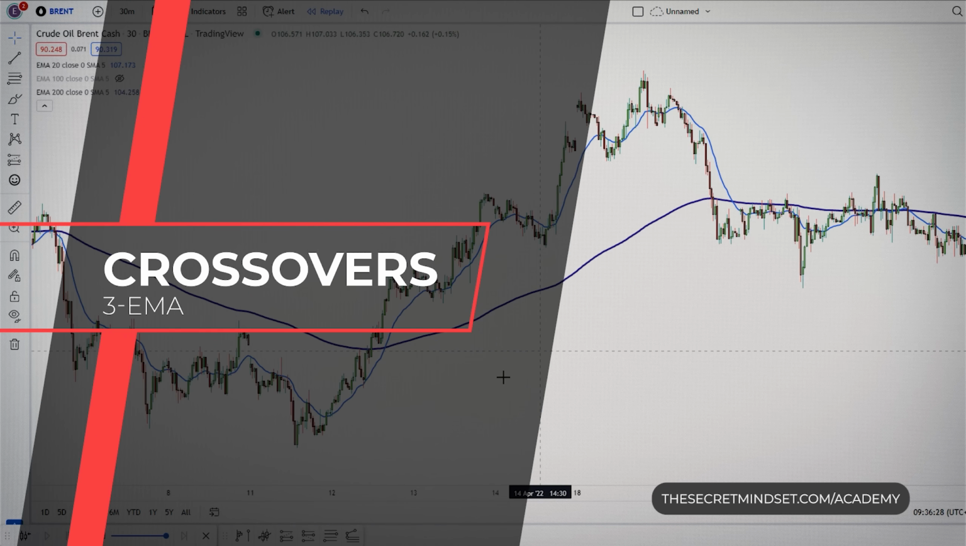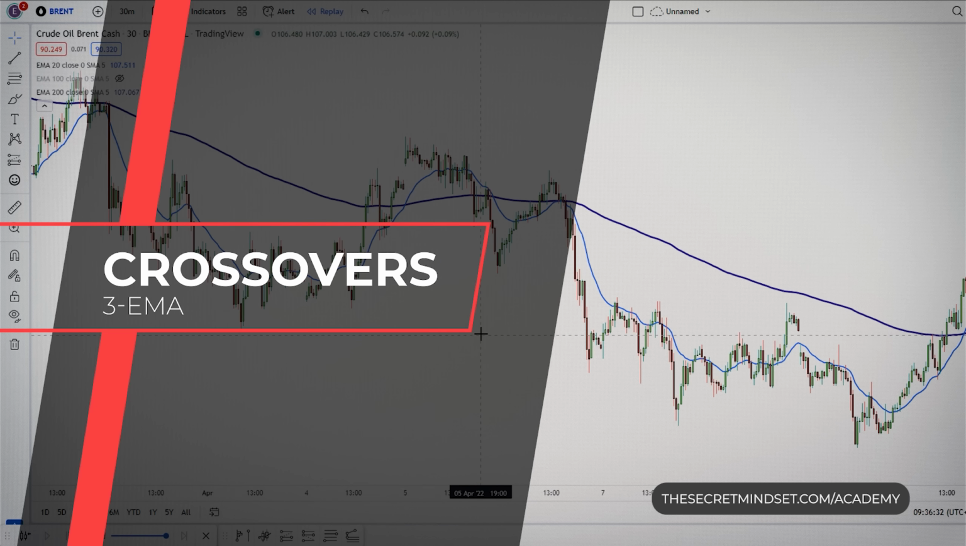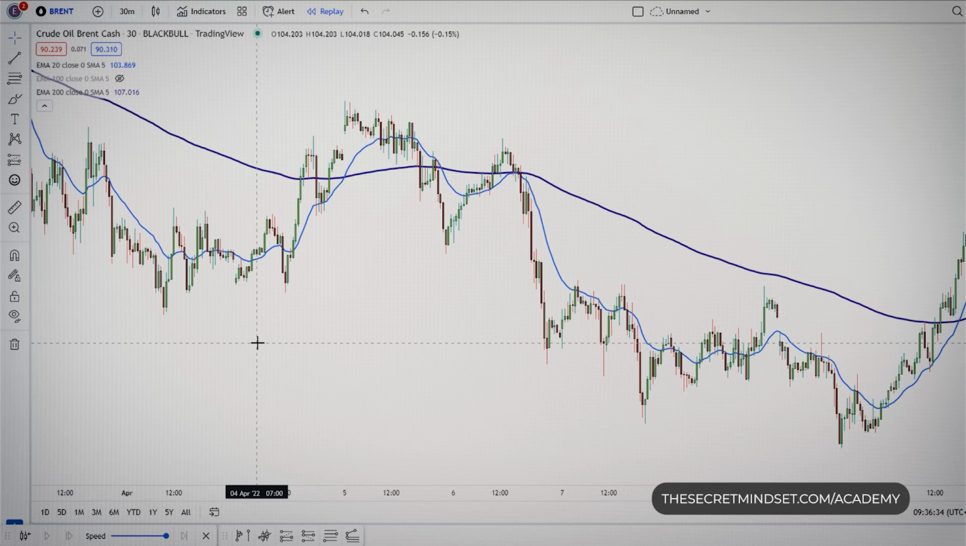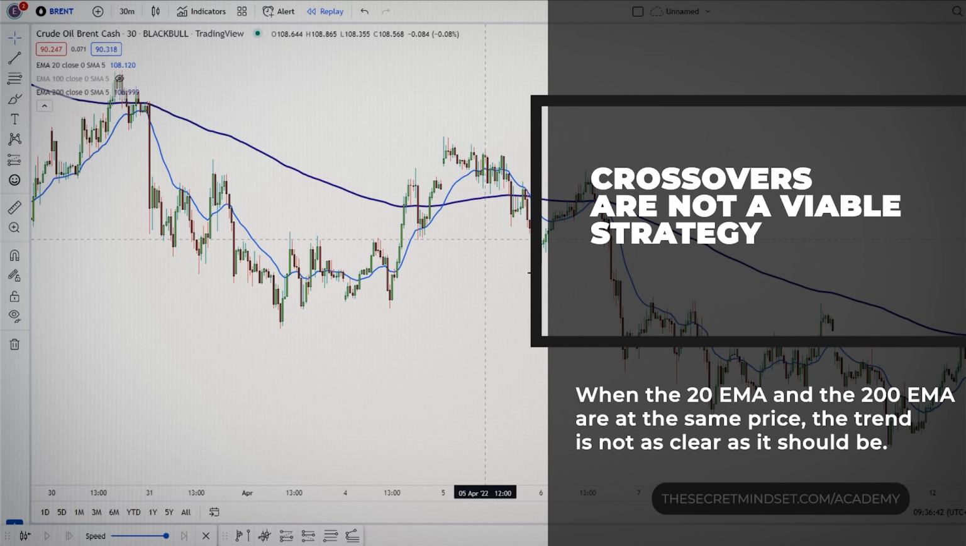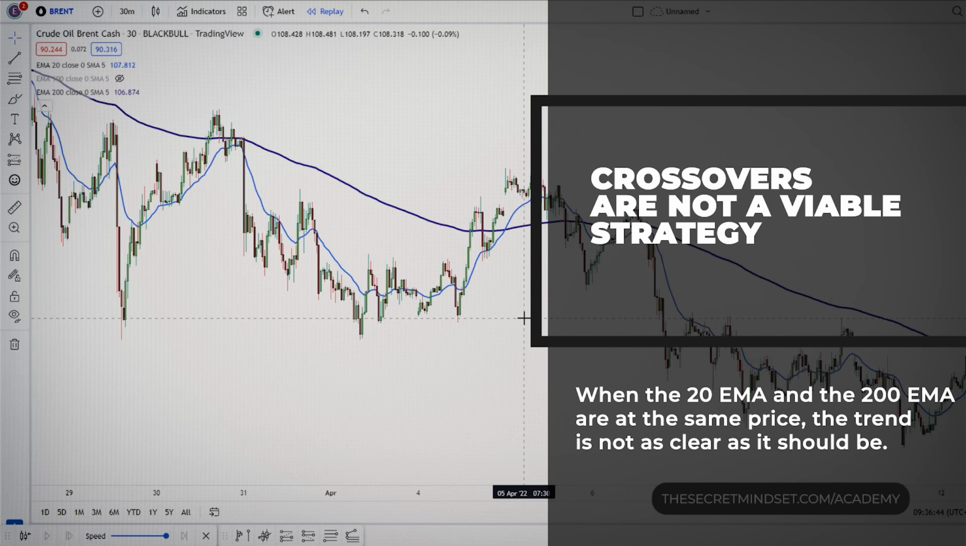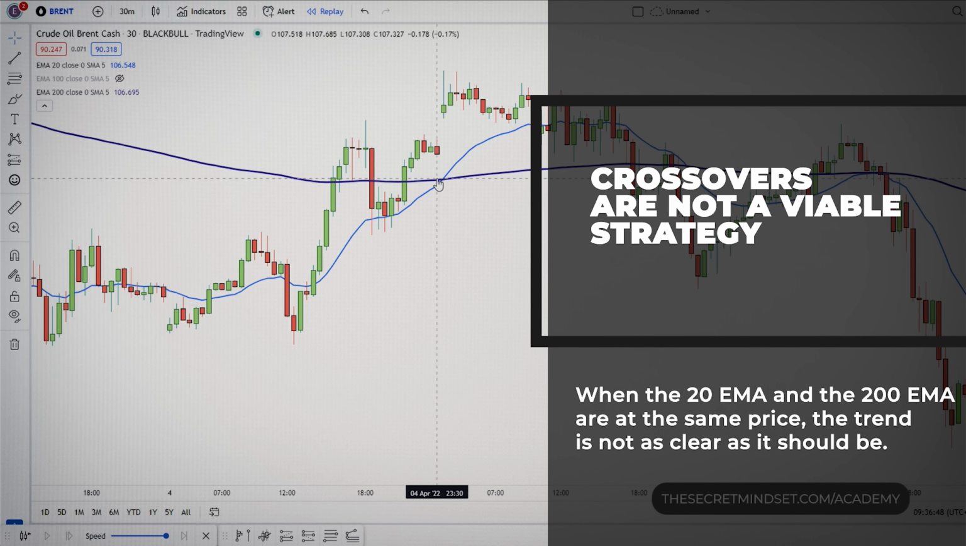Let's talk about crossovers, let's say between the 20 and the 200 EMA. Ironically, this is often a first strategy that beginners use. But let's be clear, crossovers are not a good strategy for taking entries. When the 20 EMA and the 200 period moving average are at the same price, the trend is not as clear as it should be.